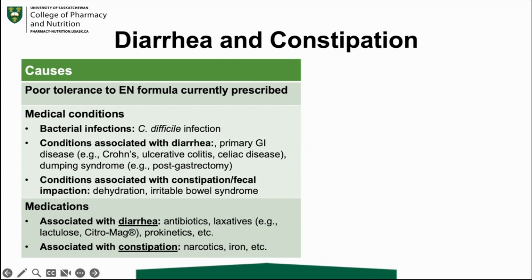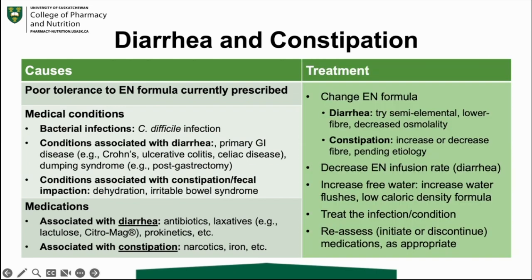As you can see here, a variety of medications are associated with diarrhea and constipation. These are just some examples, and it is not a comprehensive list. For all of these conditions, the enteral nutrition prescription can be modified by changing the type of formula, the infusion rate, or the amount of free water provided. It is important to note that in absence of treating the condition or reassessing medications, diarrhea or constipation could persist.